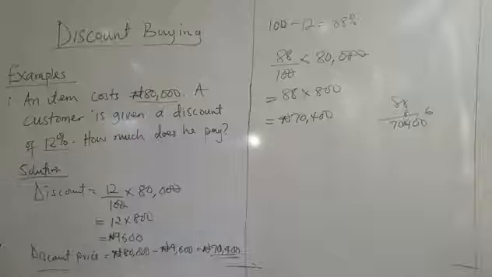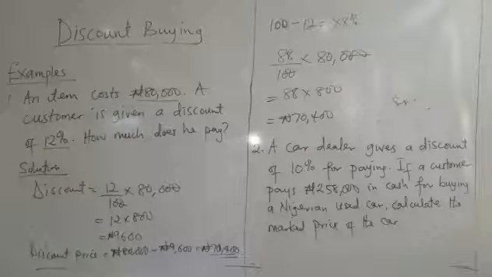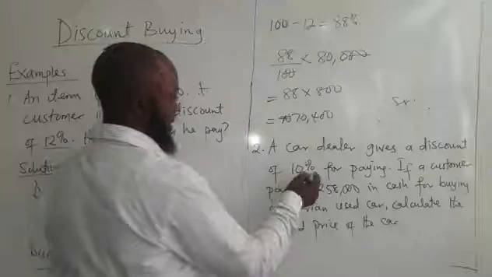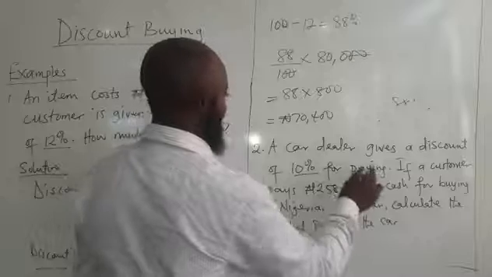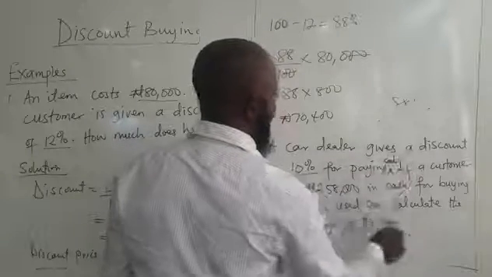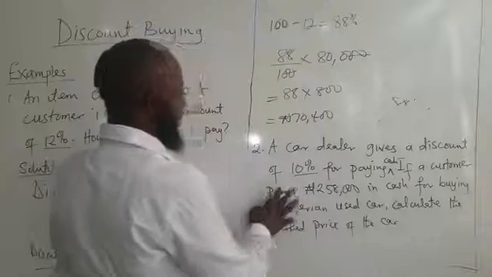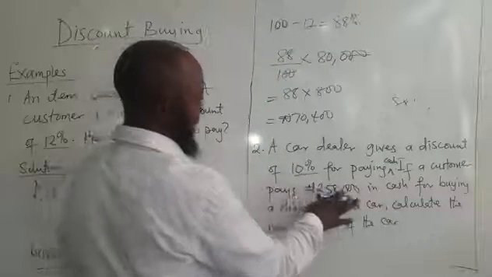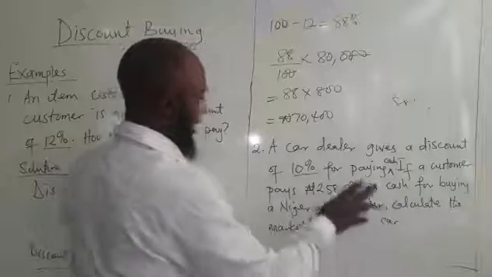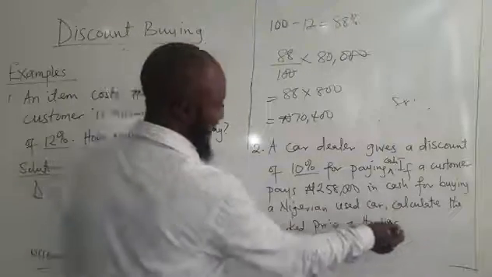So let's look at the second example. Now this is the second example here. A car dealer gives a discount of 10% for paying cash. Now, if a customer pays 258,000 naira in cash for buying a Nigerian used car, calculate the marked price of the car.